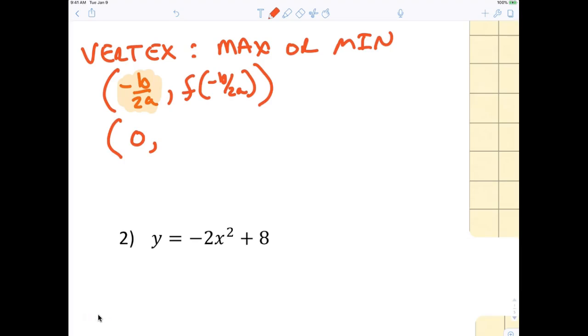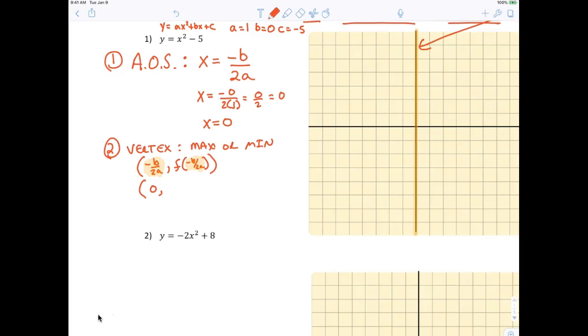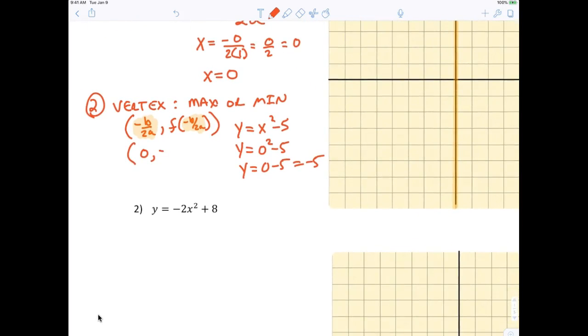Now how do you think I find the y value? Plug it in. That's exactly right. So this right here, now look, you need to make yourself a note. This just means plug the 0 into the function. You hear me? So if I plug 0 in, remember the equation is y equals x squared minus 5, y equals 0 squared minus 5, y equals 0 minus 5 equals negative 5. Did I agree with that? So the vertex is going to be 0, comma what? Negative 5.